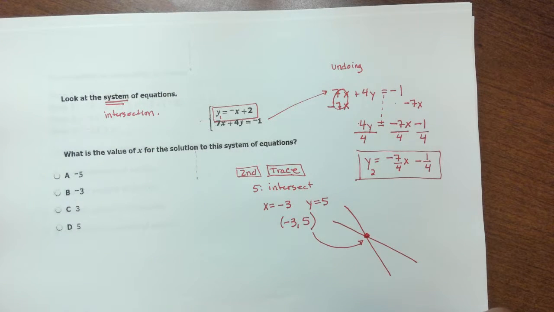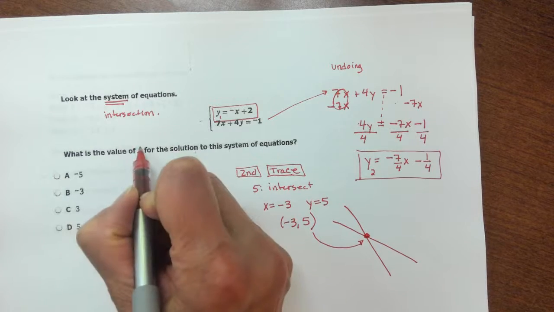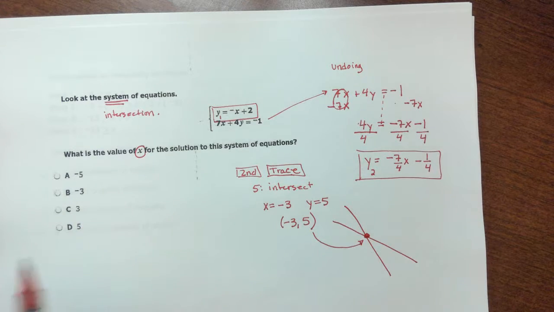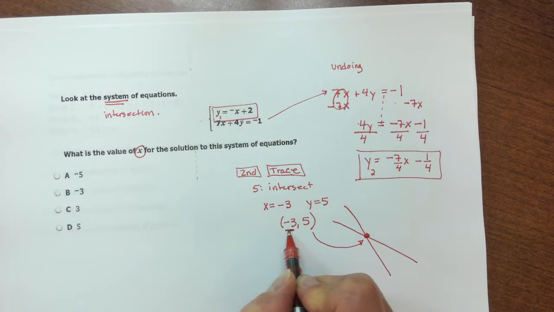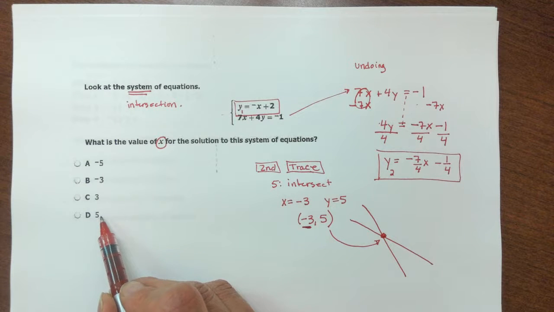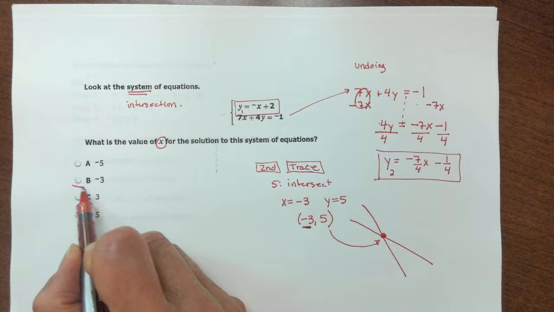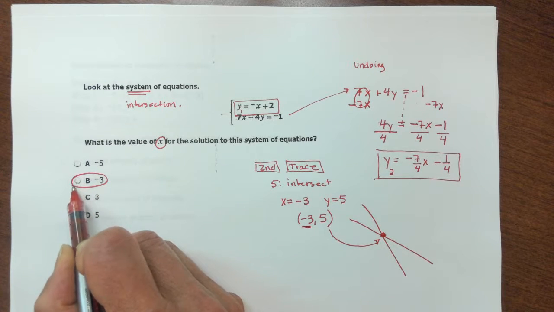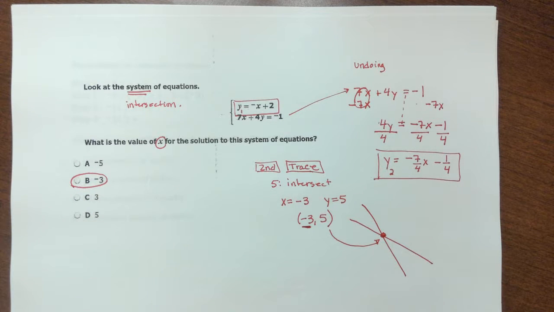So what are they looking for? You got to be careful. They're looking for the value of x. My value of x is -3. Notice they also give you a value of y. They're trying to trick you, so you have to slow down. You have to be very careful. So that's my solution there.